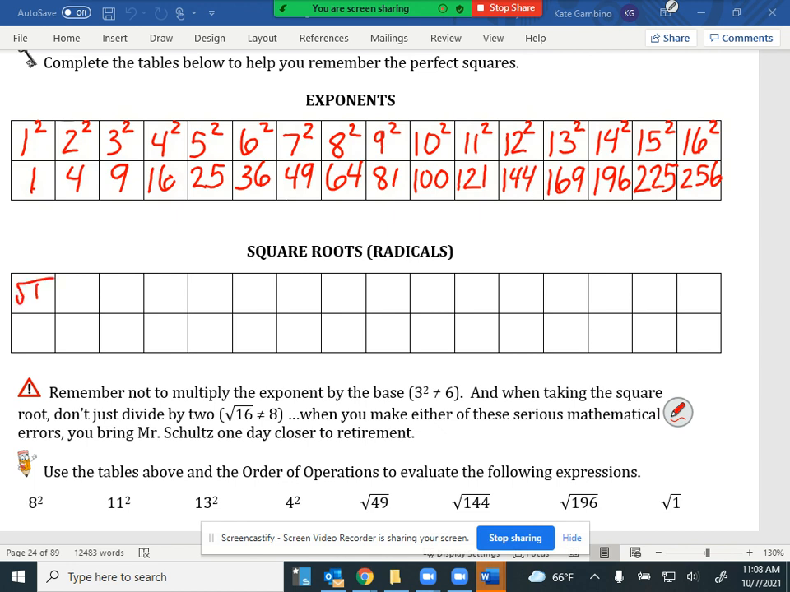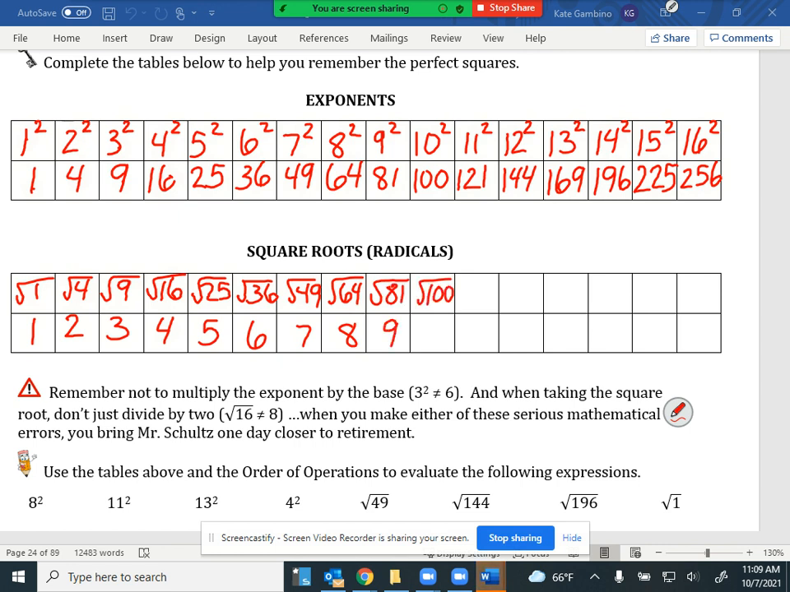So the square root of 1 is 1. The square root of 4 would be 2. The square root of 9 would be 3. Square root of 16 is 4. And you can see the pattern that we are following here. You're breaking it down to which number multiplied by itself would give you that perfect square. So you're just working backwards.